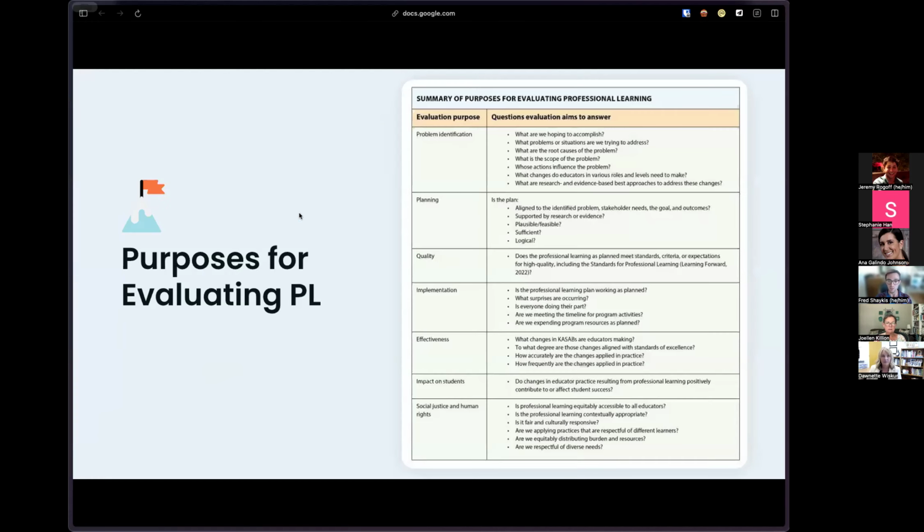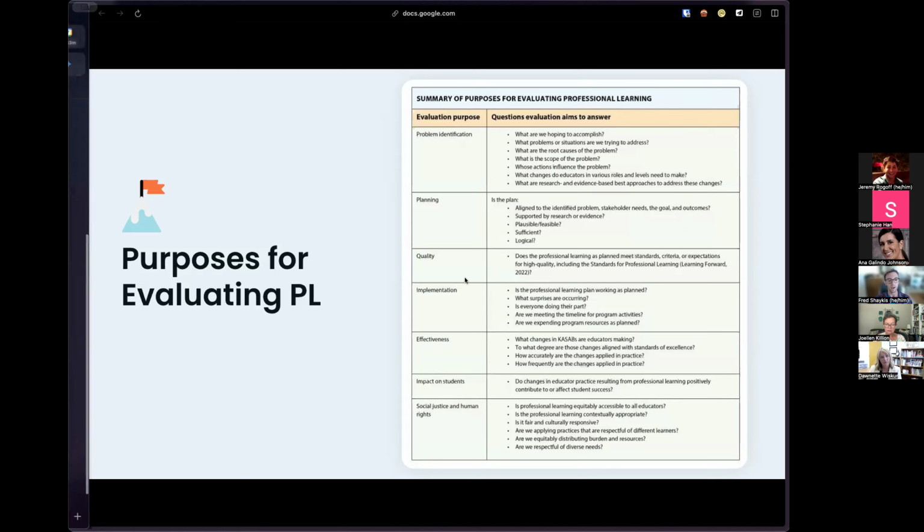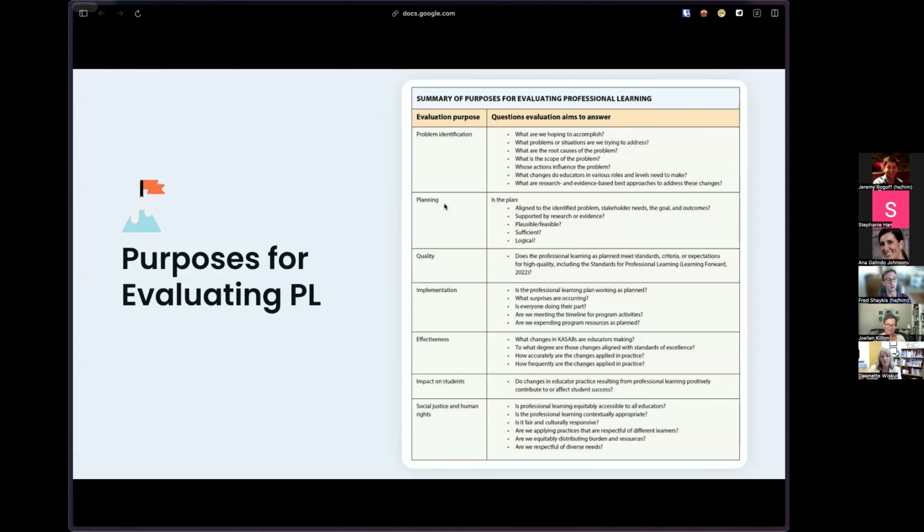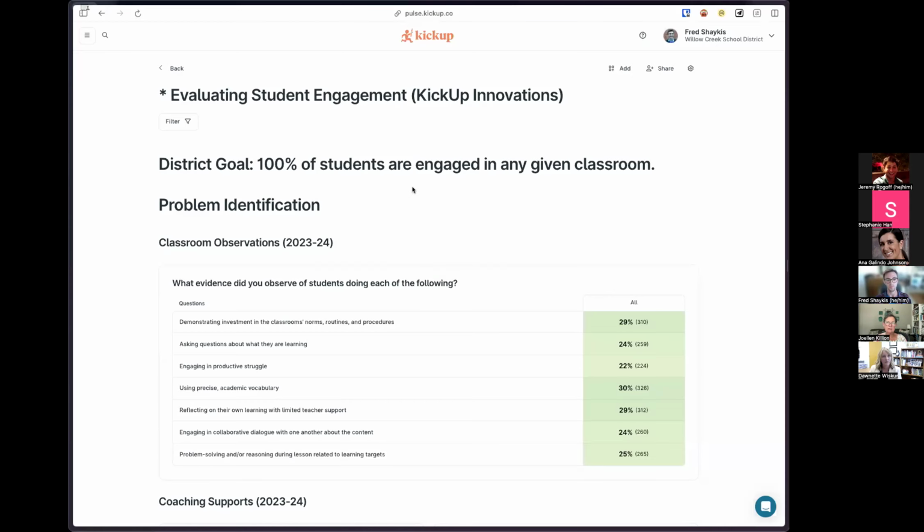So these seven purposes that Joellen talked about, seven purposes for evaluating professional learning, will carry that framework into this demonstration of dashboards. And we'll use a specific example of student engagement as one strategic priority that this fictitious district has. But I want to emphasize that you don't have to be a data whiz to build a dashboard for your own strategic priorities and your own purposes for doing professional learning evaluation. So with that, I'm going to jump into a sample dashboard.